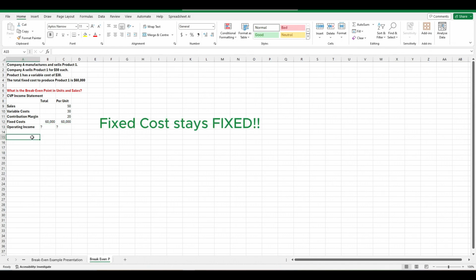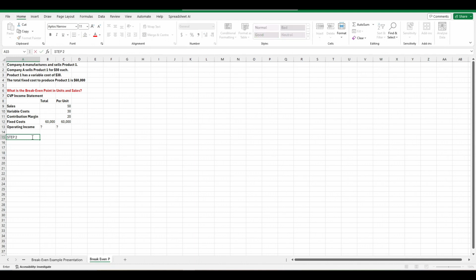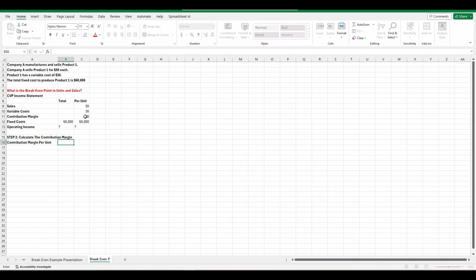All right, since we just did step 1, which is to find our knowns, fixed cost and variable cost, we can do step 2 to calculate the contribution margin. And we found one part of the contribution margin. This is our per unit. So the contribution margin per unit is equal to 20. And just a reminder how we got 20, it's sales minus variable costs per unit. That's how we got 20.